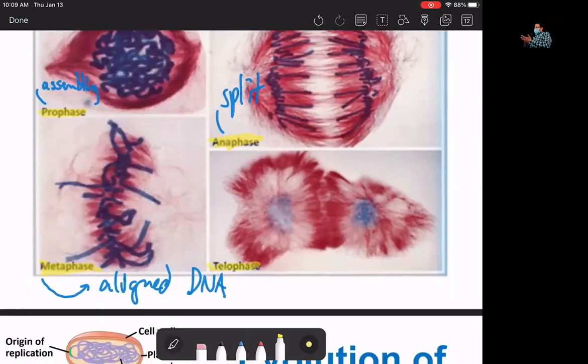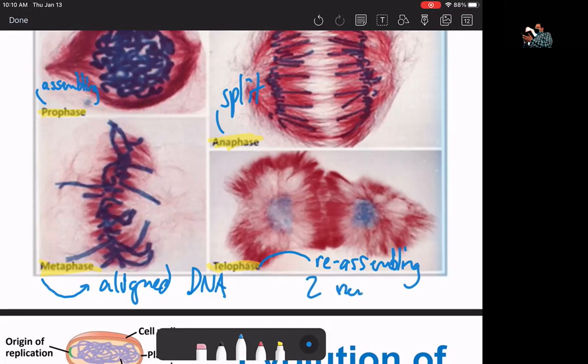Then telophase. Think of this, we're kind of at the end here. I would call this sort of reassembling 2 new cells.